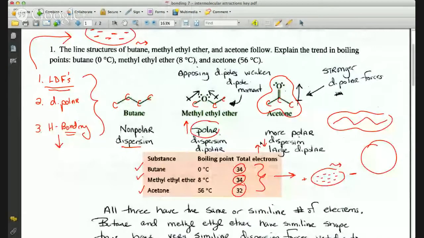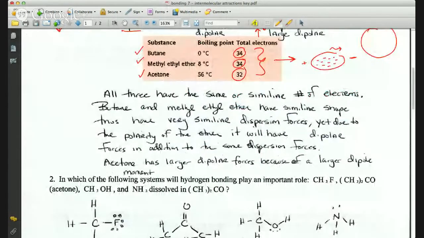All right, continuing on. Let's go back to screen share. Okay, so here we go. Moving on. So I said all three have the same similar number of electrons. Butane and methyl ethyl ether have the similar shape, thus have very similar dispersion forces. Due to the polarity of the ether, it will have a dipolar force in addition to the same dispersion forces. All right, we kind of went over that.